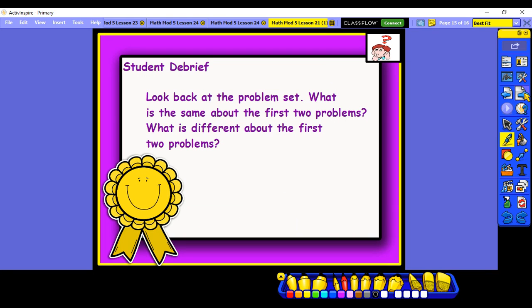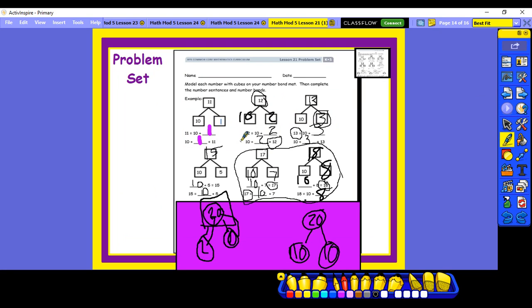I want you to look back at your problem set. Let's look at the first two problems. How are these first two problems the same? They both gave us the whole amounts. How are these problems different? One of them gave us our group of 10. One of them didn't give us any of our parts.